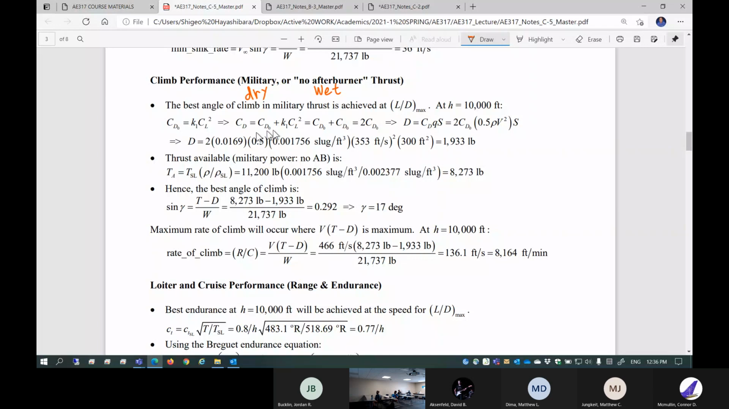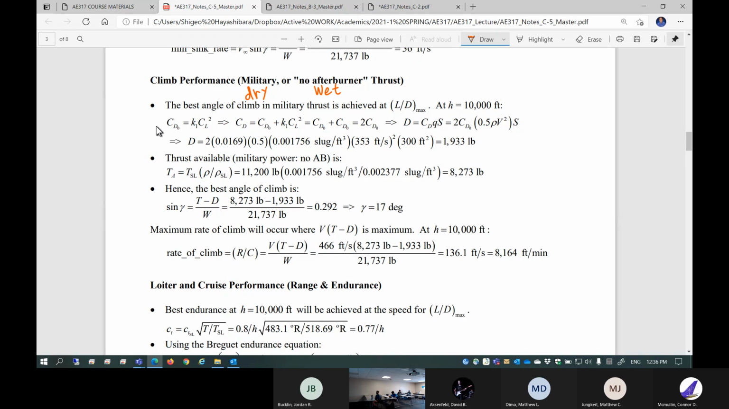So best angle of climb in military thrust is L over D maximum. This also depends on the altitude, so you are going to compute with several different altitudes. In other words, if you're designing a transonic transport airplane, you need to set up your cruising altitude, optimum condition. You want to optimize your performance for that given condition.